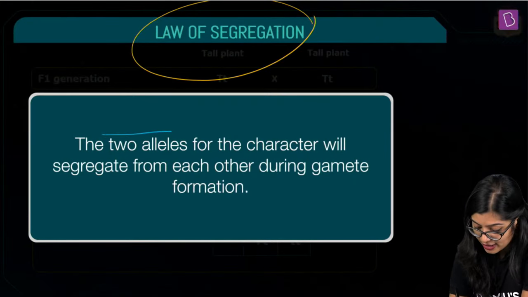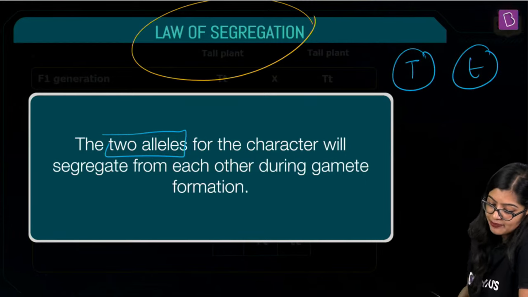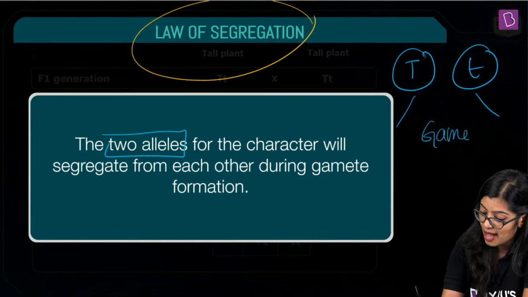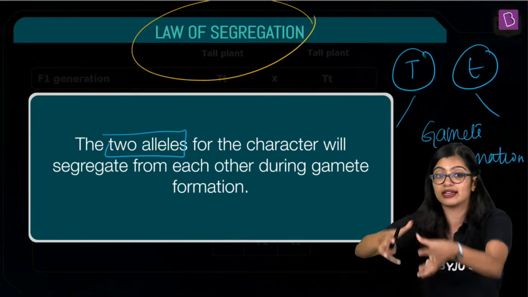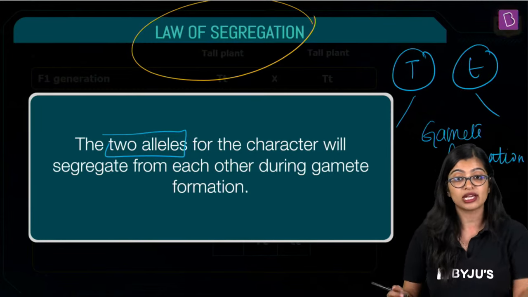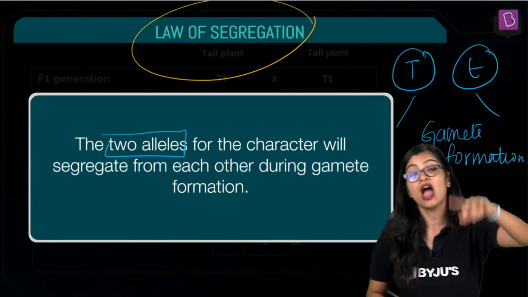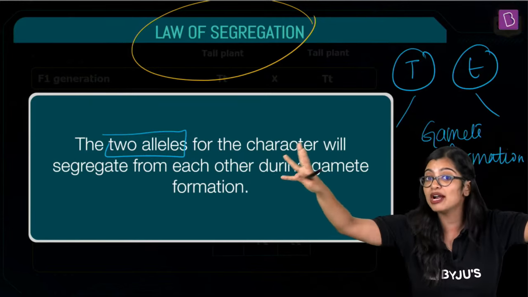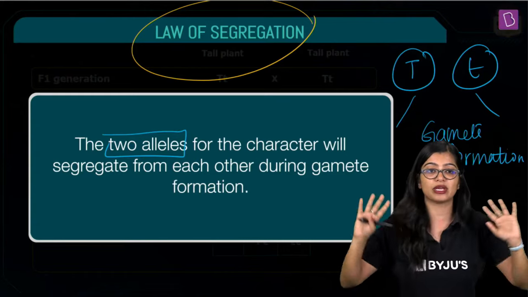It means that when two alleles are there, in this case one allele and another allele, they will segregate. When will they segregate? During gamete formation, right? They will not segregate in other cells. When gametes are formed, that is when they will segregate. And because they segregate, after the parental generation, when you saw tall and dwarf, the F1 dwarf was not there. But in F2, it came back again. So that is what we mean by it.